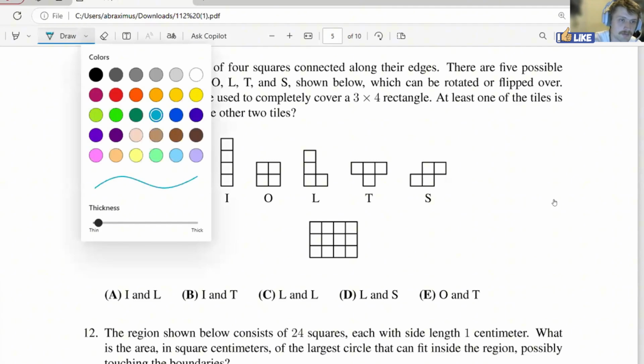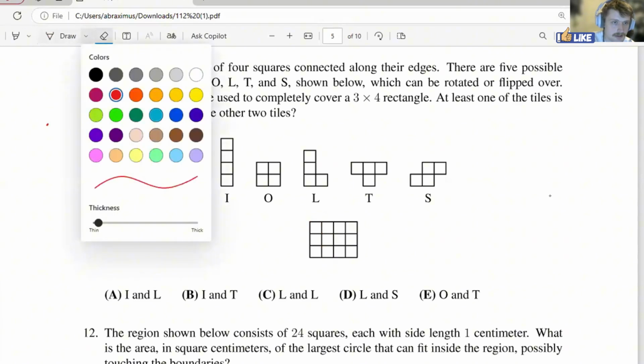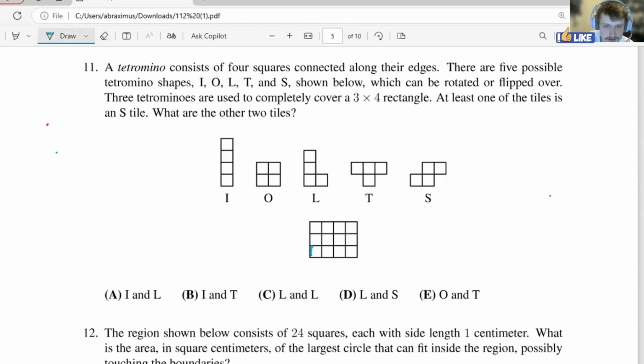So, let's first talk about how we cannot put the S tile in here. If we put the S tile like this, that's bad. We can't do that. So let's ignore that case. Otherwise, we could put an S tile like this. Okay, and let's just try out these options. Let's just see if we can fit it in.